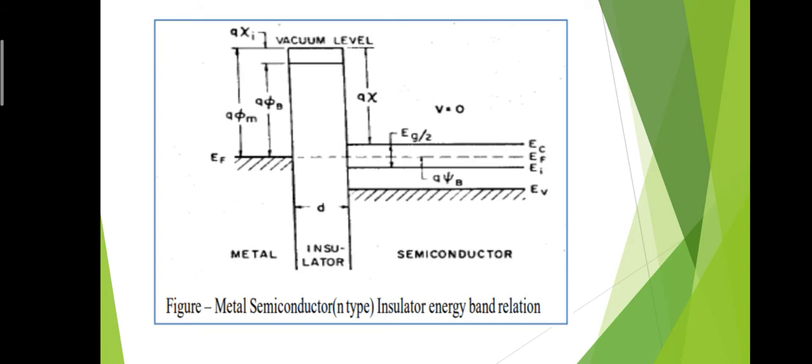Now the second figure is the metal, insulator and n-type semiconductor energy band relation. Here the situation is different only because of the n-type semiconductor. We know that in an n-type semiconductor the majority charge carriers are the electrons and the minority charge carriers are the holes. So the Fermi energy lies towards the conduction band. That is the only difference, and the rest of the situation remains the same. So this is the metal, insulator and n-type semiconductor energy band relationship.